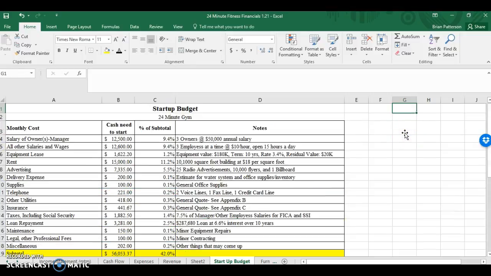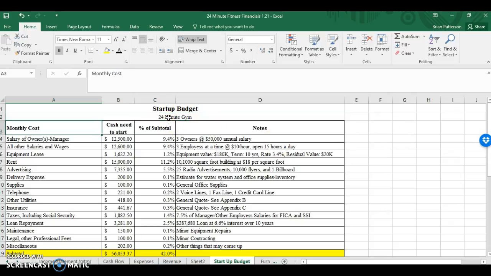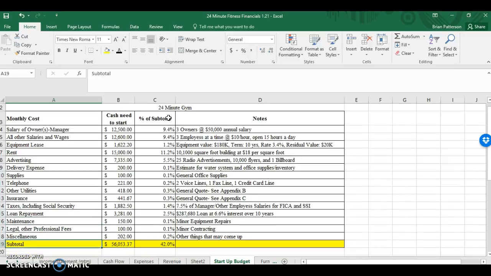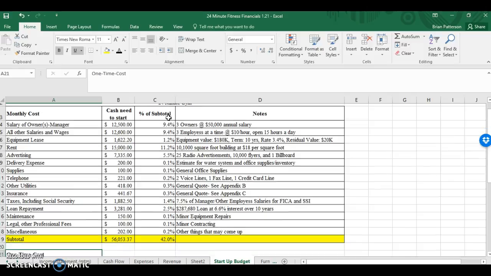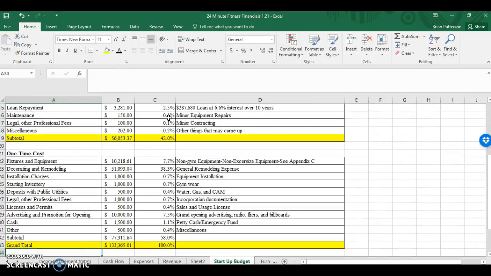Okay, we're going to do part 2 of the starter budget. So we start our budget, we got startup budget, we got our business here. We typed in all our monthly costs at the top. So there's our monthly cost, how much it costs to run our business every month. On the bottom, we have the cost to open a business the first time, our one-time cost.